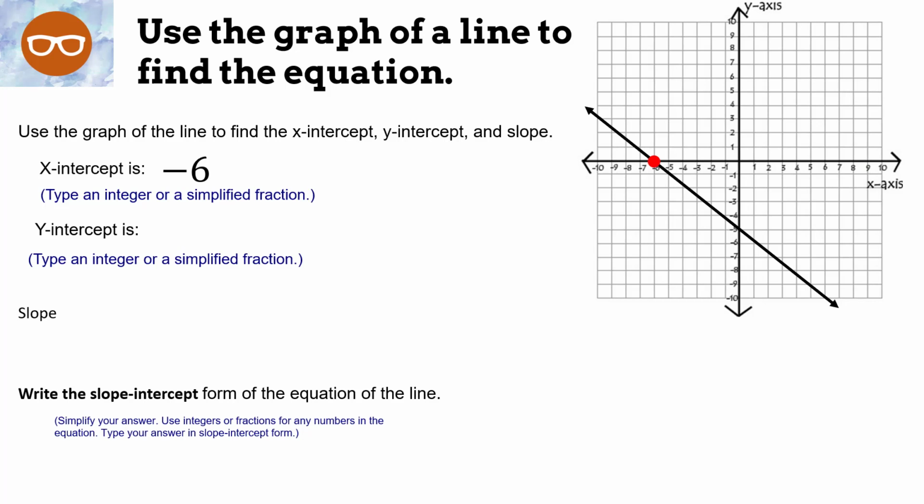Now we need to find the y-intercept. Well, the y-intercept is where it crosses the y-axis, and for this line, it's -5. They ask us to type an integer or a simplified fraction, so we're just going to put in -5.